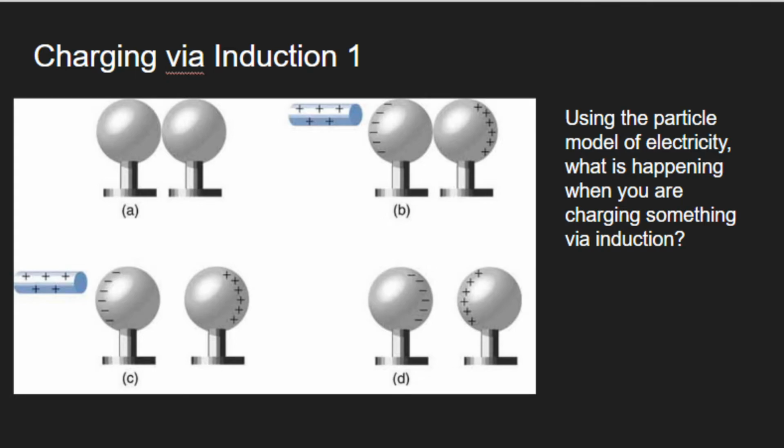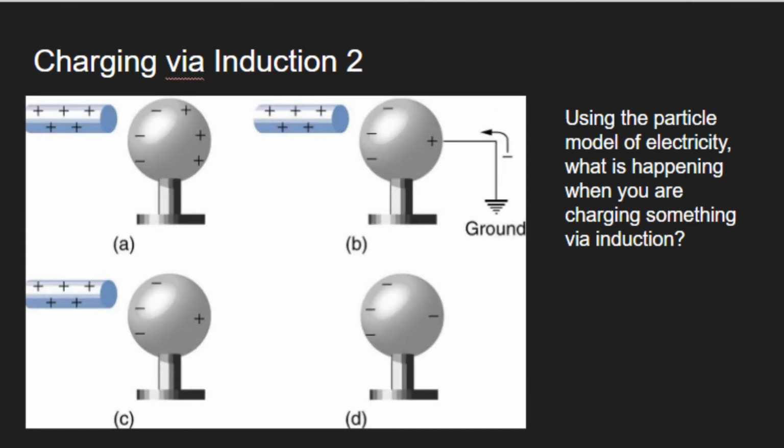Then we need to remove the connection between those two objects. But this negative rod still has to stay near it because it's still providing the electrical attraction. So we separate those two things, and then we remove the rod, and all of the extra electrons are trapped over here. And this one has a deficiency of electrons now. The one on the right doesn't have as many electrons as it normally does. So it's not neutral anymore, it's positive. And this one has become negative.